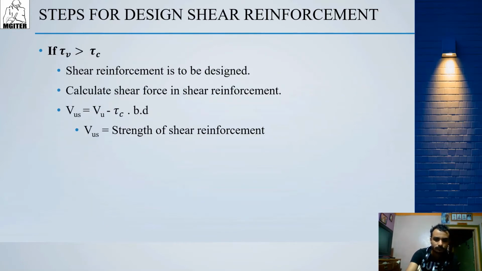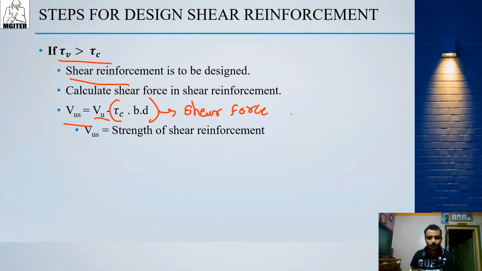Look here. Then the second case is tau v is greater than tau c. At that time we have to compulsorily design the shear reinforcement. So that time the shear reinforcement you can find out by Vu minus tau c into B into D. This is the shear force resisted by concrete.